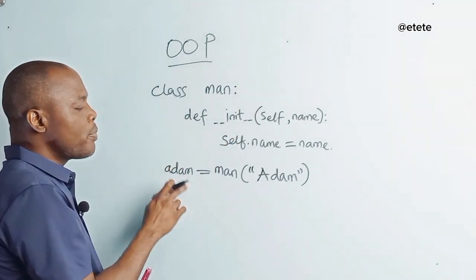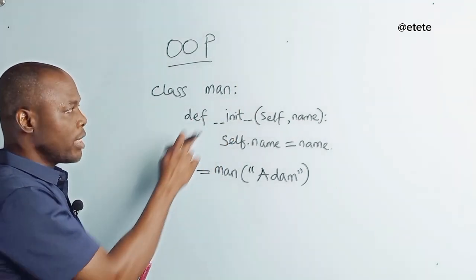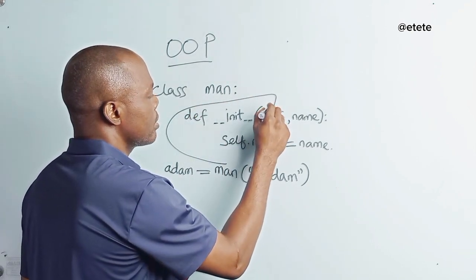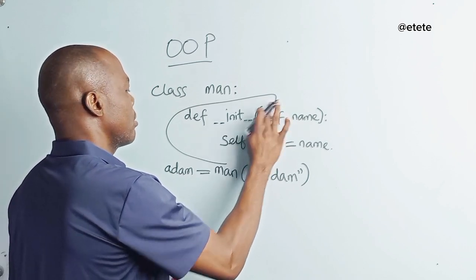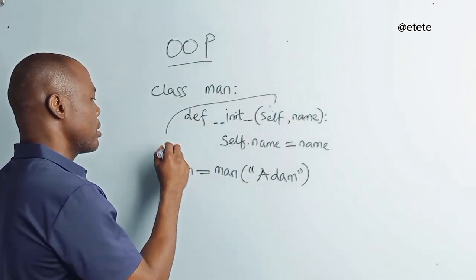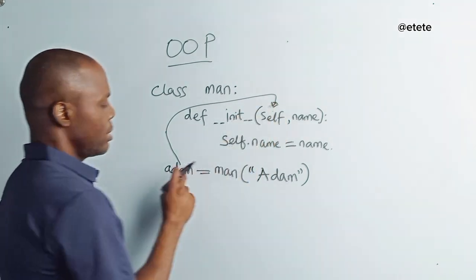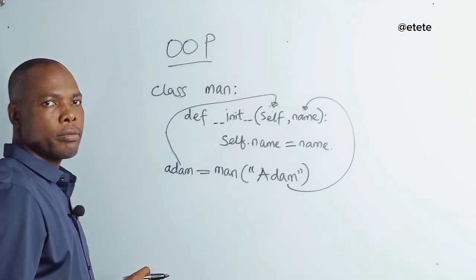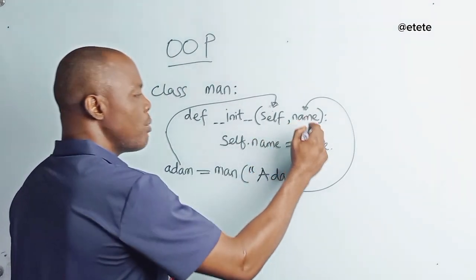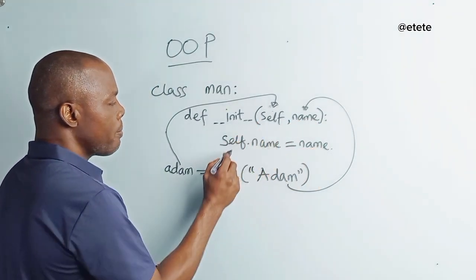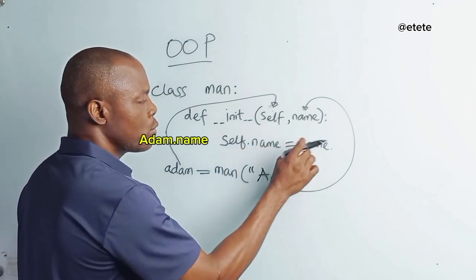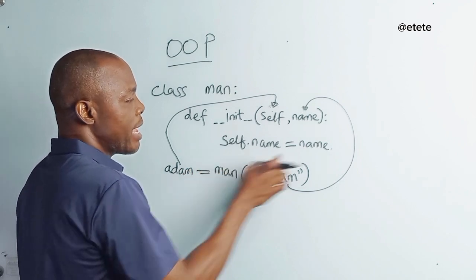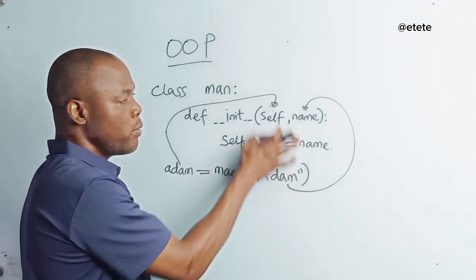Now, what is going to happen? Because I'm saying that I want to create this object from this class, this man, right, will be given to this. Sorry. This will be given to this. This Adam will be given to this. And this name will be given to this. Right? So this name will now go in. And this one will now become man.name assign Adam. So the name of this Adam is what? Adam. That is simply what is going to happen.